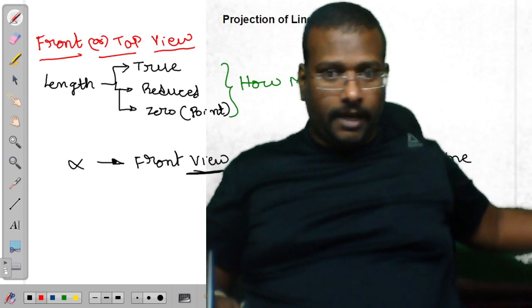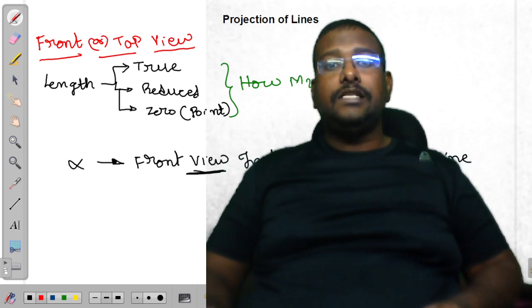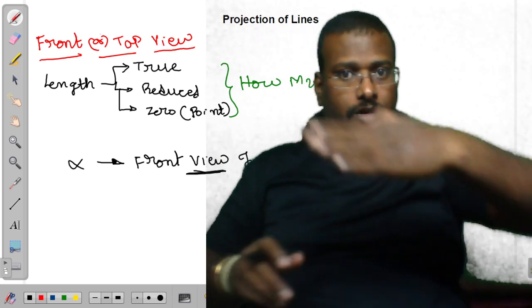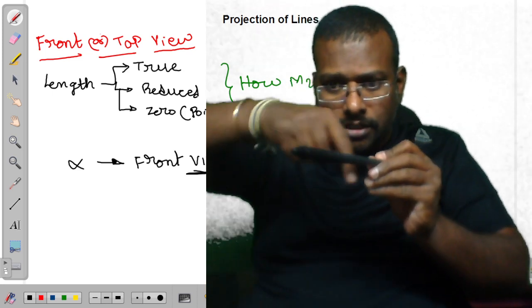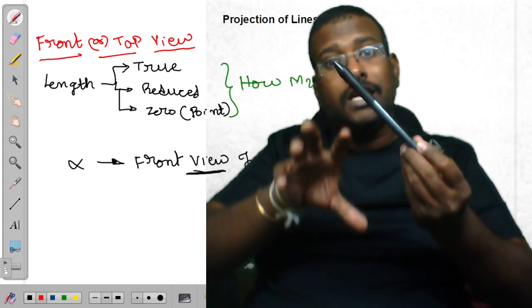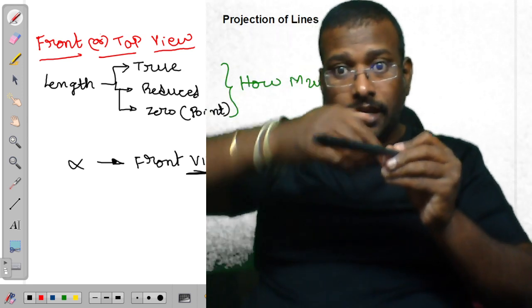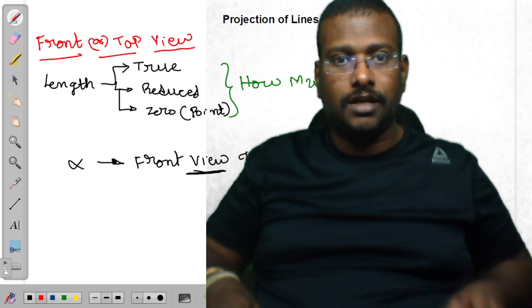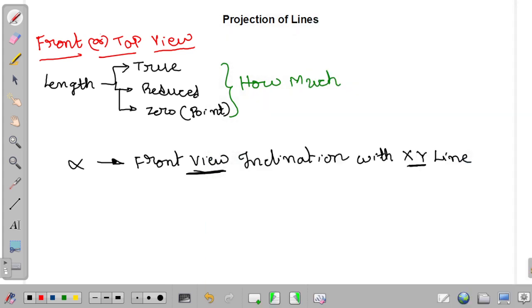So in some cases, line inclination with VP is the same as the top view inclination. When you keep it like this, the VP inclination appears in the top view, and the HP inclination appears in the front view. So alpha is related to theta. Phi is related to what value, sir? Here the top view inclination is called beta. Beta is the top view inclination with the XY line. Always, the view inclination is with the XY line only.